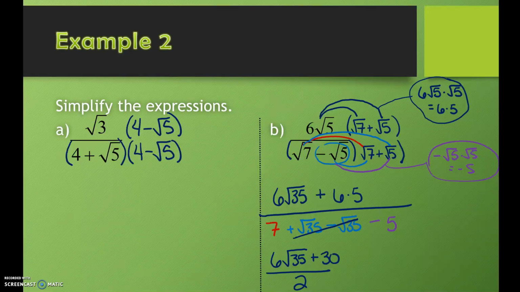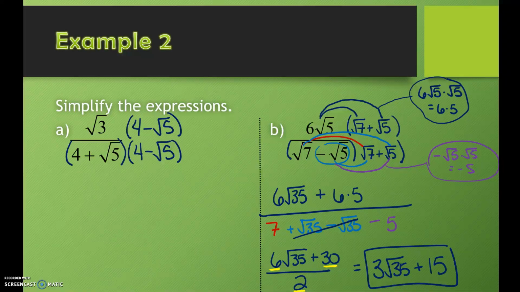I want you to focus on the whole number pieces. The 6, the 30, and the 2. Do 6, 30, and 2 have anything in common? 2. 6 divided by 2 is 3. 30 divided by 2 is 15. So you can divide all of the whole number pieces by 2 to simplify it. That square root of 35 is stuck under the radical, so you can't touch it. But the 6, the 30, and the 2, those are all whole numbers, so you can simplify those.